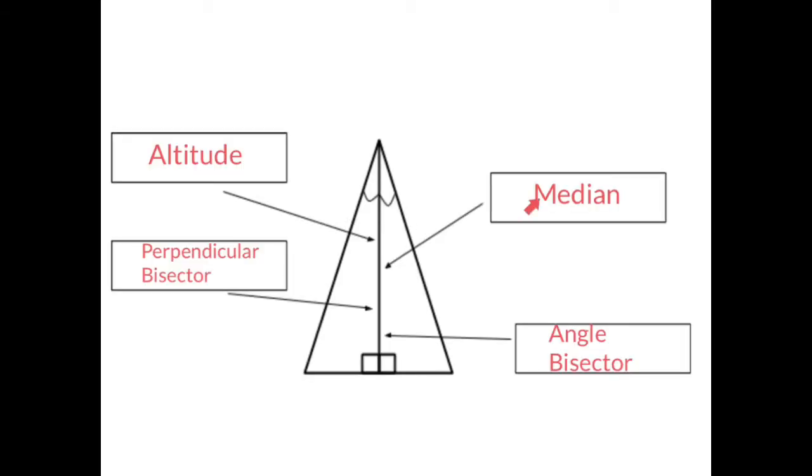Remember, by definition, the median goes from the vertex to the midpoint of the opposite side. So these 2 sides are congruent. Then we talked about the altitude and the perpendicular bisector. The altitude goes from the vertex to create a perpendicular angle relationship with that opposite side. So this segment also ends up being the altitude. The perpendicular bisector starts from the midpoint, so it starts down here and creates that 90 degrees.